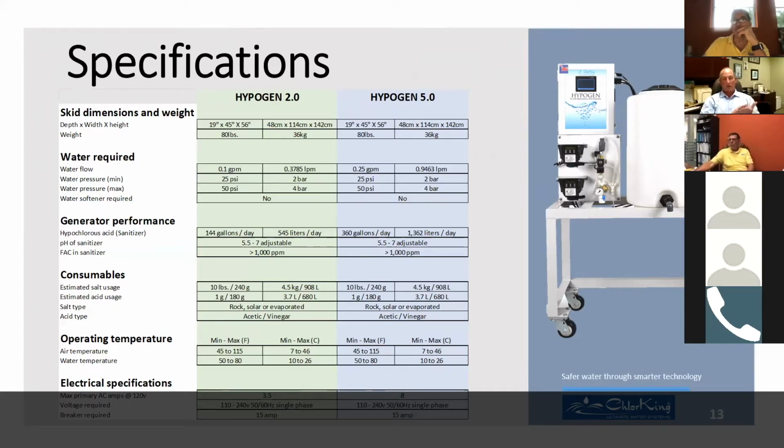If you add all 4 of those, it costs about 3 cents to make a gallon of solution. 3 cents to make 1 gallon of 1,000 ppm hypochlorous acid. So your cost to produce the solution is absolutely nothing. It's absolutely nothing.